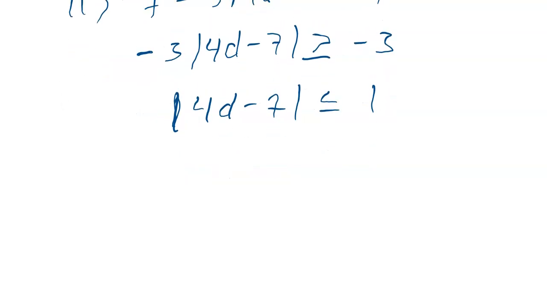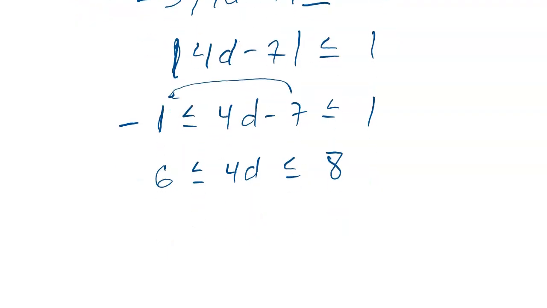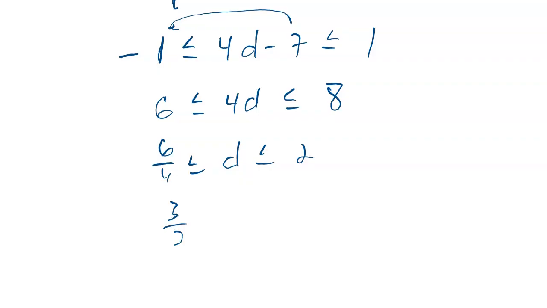Again, we want the distance to be within 1, so we're going to write a conjunction of negative 1 is less than or equal to 4d minus 7, which is also less than or equal to 1, and then I'll solve away. So when I add 7 to this side, this gives me 6 is less than or equal to 4d, which is less than or equal to 8. And then I divide. So I get 6 over 4, which is less than or equal to d, which is less than or equal to 2. I simplify this expression. 3 halves is less than or equal to d, which is less than or equal to 2. So I get an answer of 3 halves, comma, 2 inclusive.